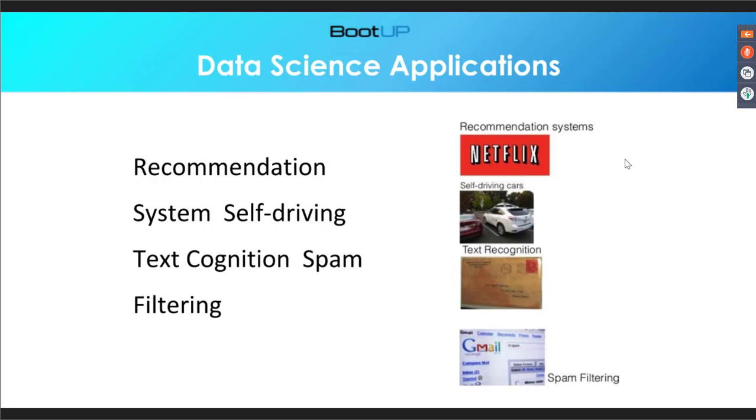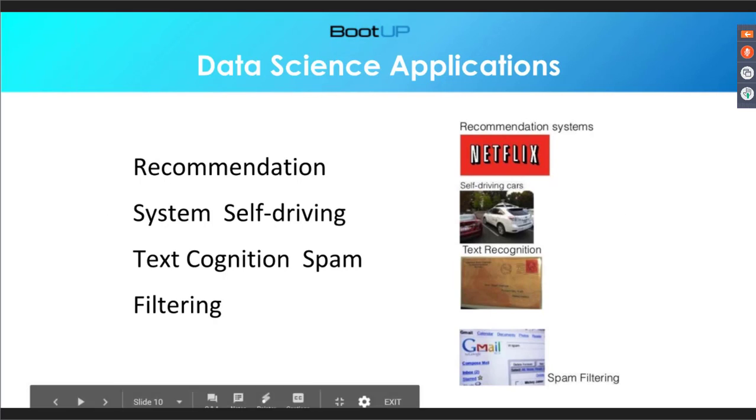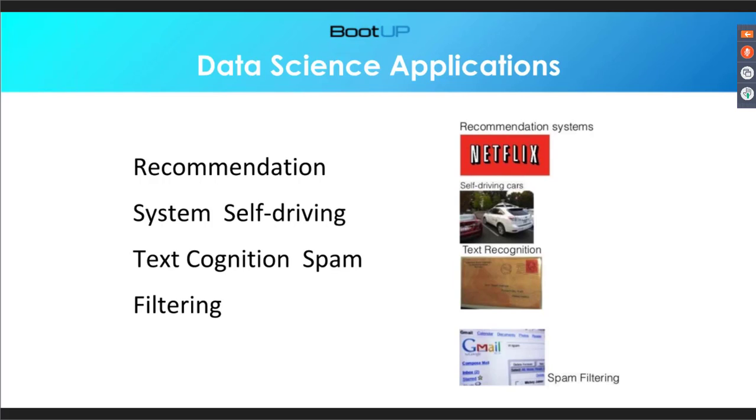Some examples: Netflix is an example where you have a recommendation. You have self-driving cars. You have text recognition. Now, where have you seen text recognition? Let's try and understand. You are driving your car on a highway, and let's say the speed limit is a certain number, and you have crossed it. You get a challan, a fine which you need to pay, and it has arrived at home. There is a police department notice which says you need to pay a fine of so-and-so.